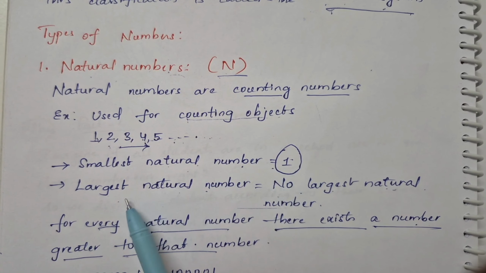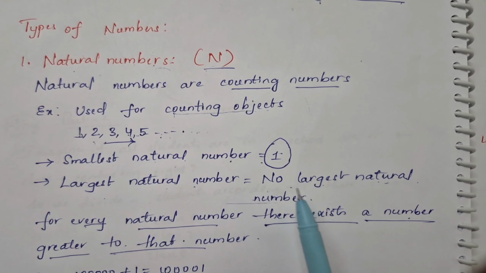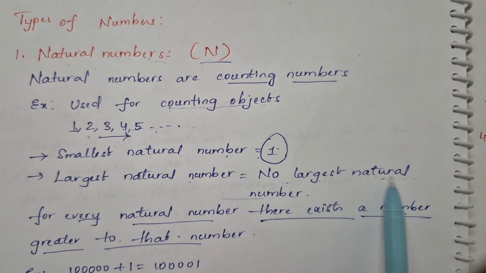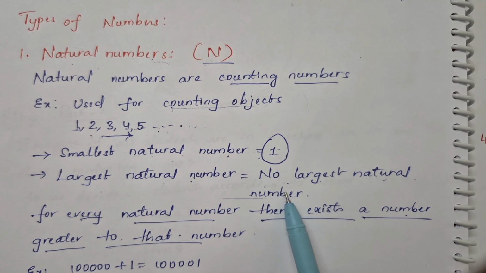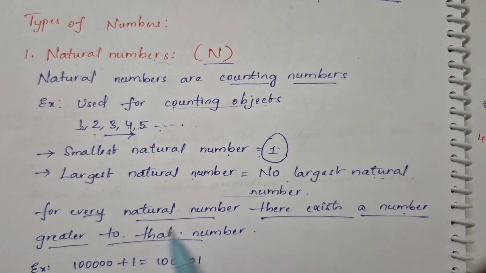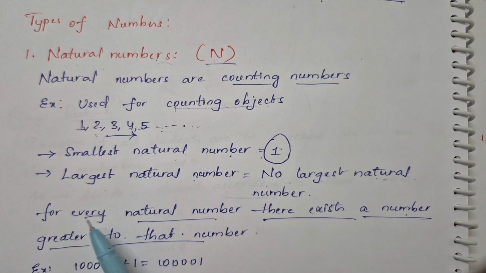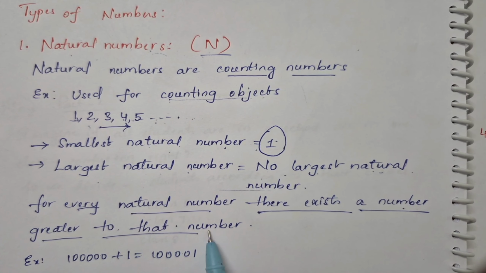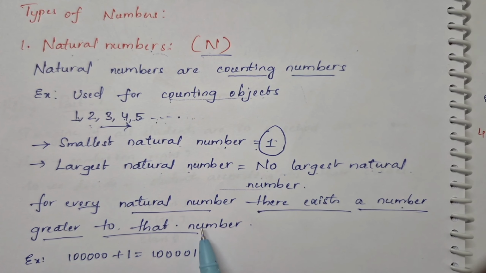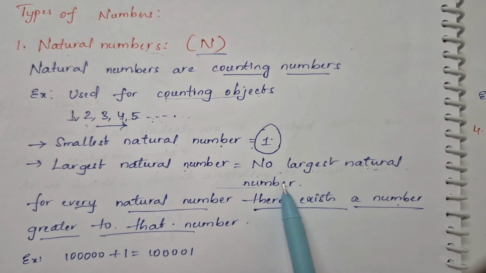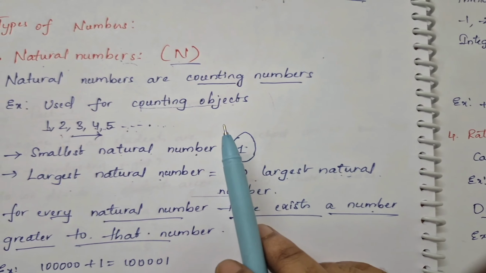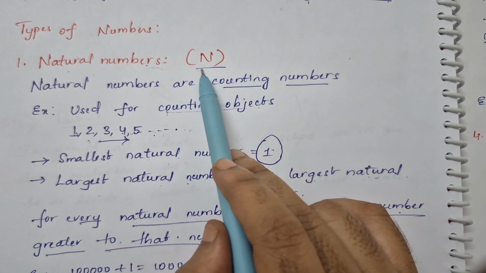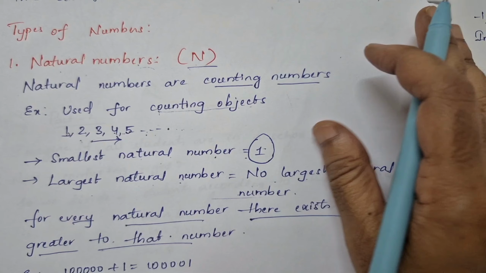And what is the largest natural number? There is no largest natural number. Why? Because the numbers are infinite. If we take any number, there exists always a greater number to that number. Yes or no? So there is no largest natural number. Next, and these natural numbers we represent using capital N.